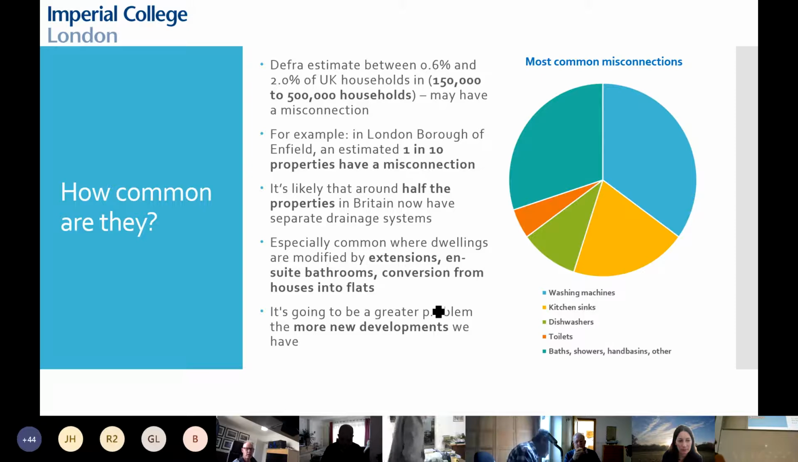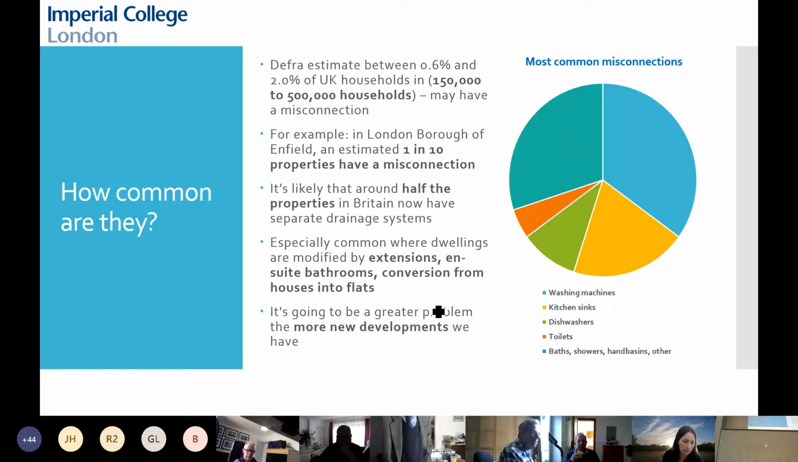This is the maths. Actually, how common are they? DEFRA estimate somewhere between 0.6% and 2% of households, which doesn't sound much, but it's 150,000 to 500,000 households with misconnections. London Borough of Enfield, which I said before, about 1 in 10, because it tends to be a newer area and they've got far more separate systems. Around half the properties in the country are separate systems, so this is somewhere where the problem can happen.